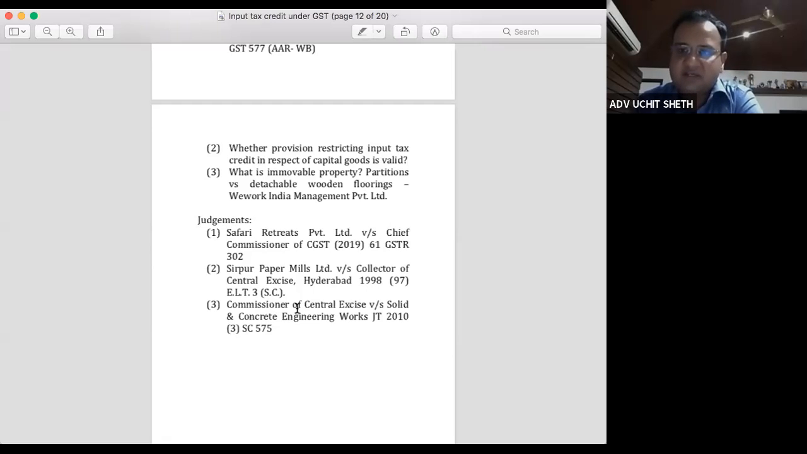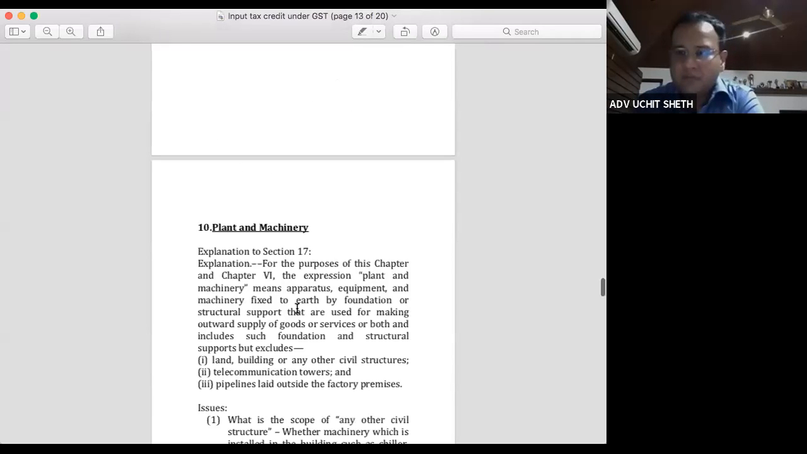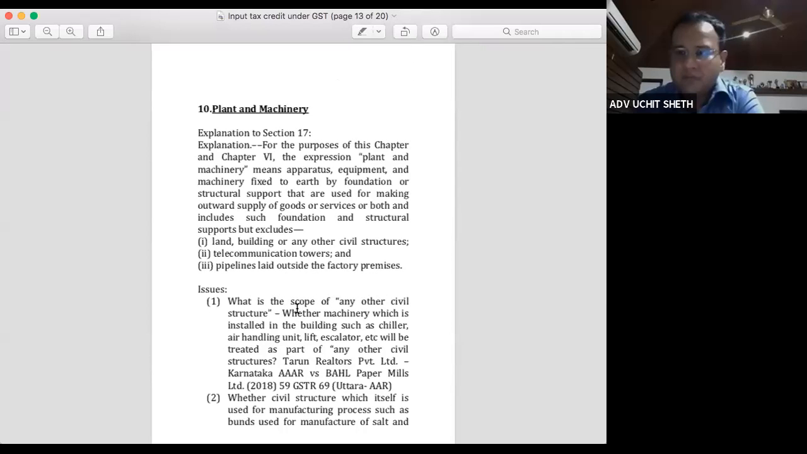So again, all these judgments will be relevant if we are able to prove that no immovable property has been constructed at all. Then we completely get out of this provision and we are straight away entitled to input tax credit. The next question which comes is that suppose it is an immovable property, then what? In the provisions extracted, you would have seen that there is an exception for plant and machinery. So even though the goods and services or works contract services are used in the construction of an immovable property, if that immovable property is in the nature of plant and machinery, then I am entitled to input tax credit.